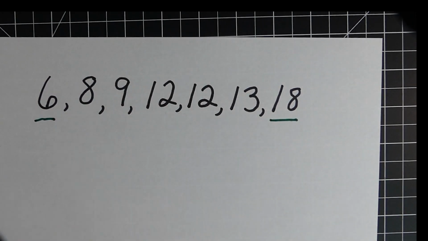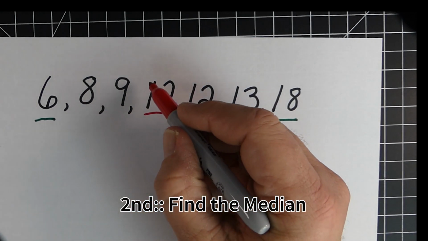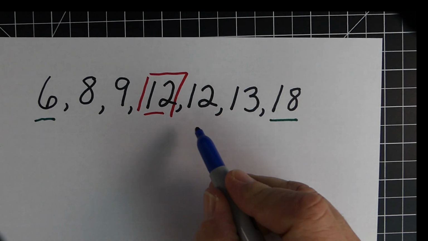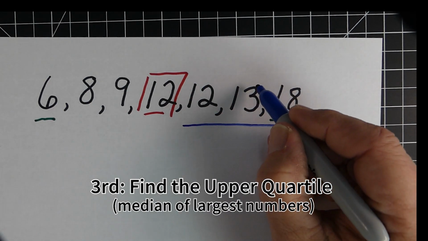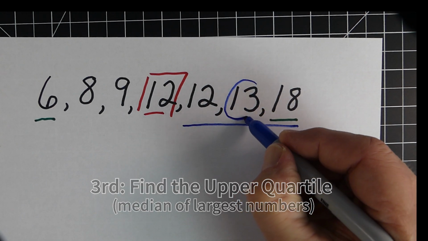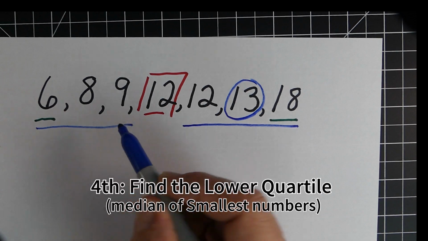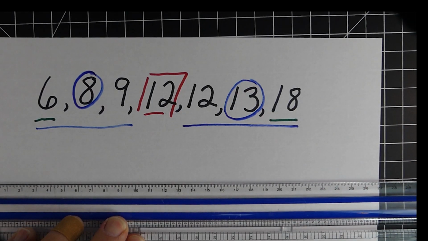Now, we have 7 numbers in odd amounts. So we're going to have exactly one number in the middle. So you can see it's the 12 right here. That's our median of the whole set of numbers. The next thing we're going to do is find the median of the largest numbers, or the upper quartile. So you can see how 13 is right in the middle here. And that's kind of easy because it's just 3 numbers. Same thing here on the lower quartile. Find the median of the small numbers, which is 8.